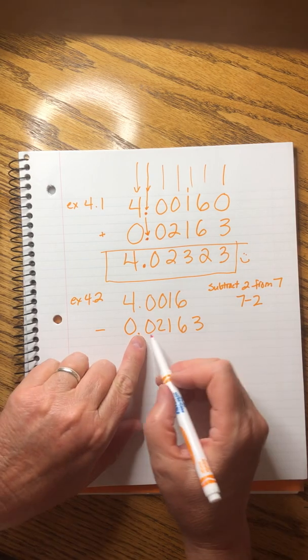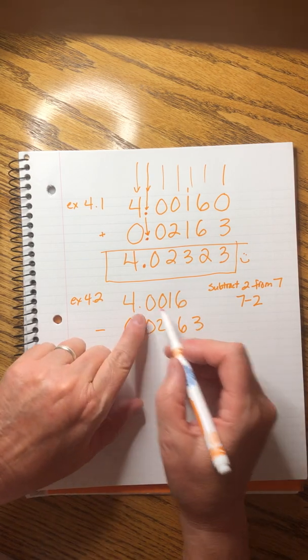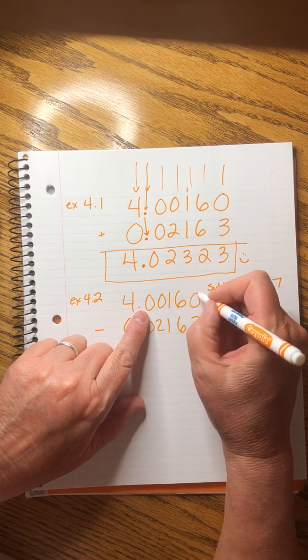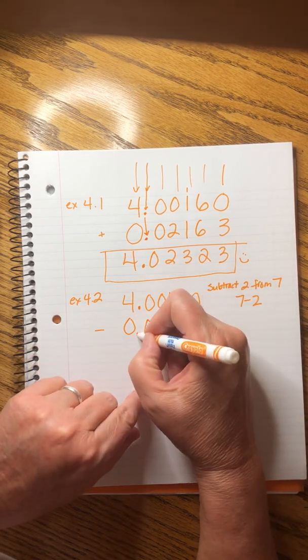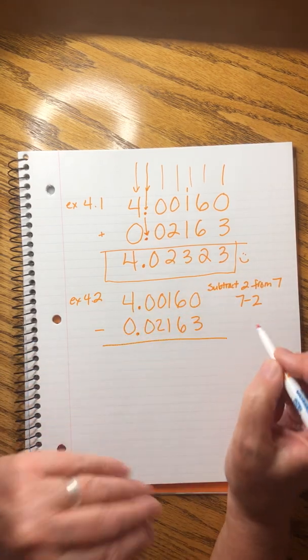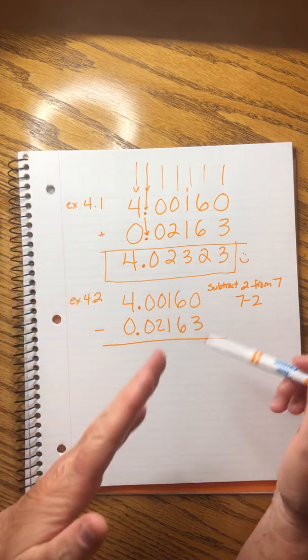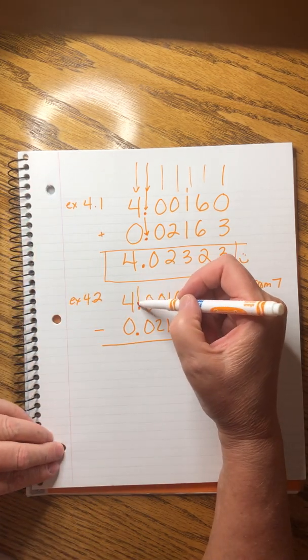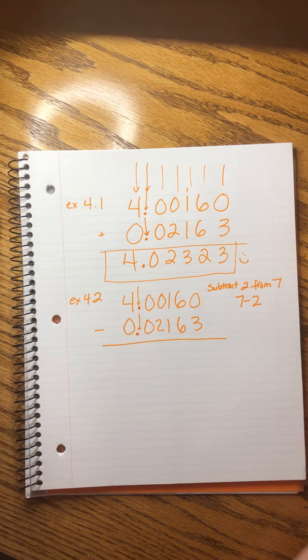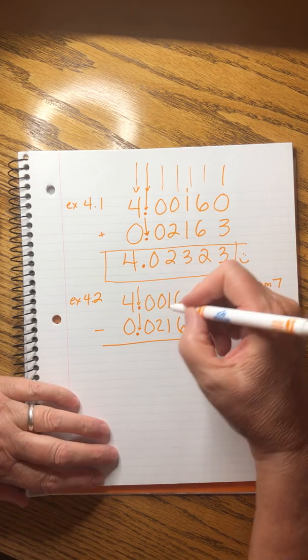And we know this from before. This has 5 decimal places. This one has 4. So I'm going to put the 0 there. I'm going to brighten these up so you can see them. And again, the rule here is just keep everything straight and lined up. Make sure your decimals are lined up. And then just subtract happily away.